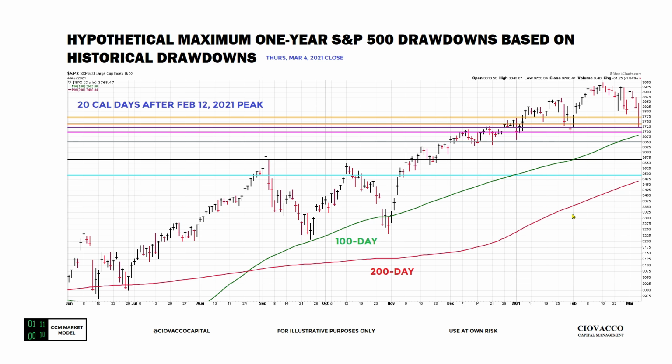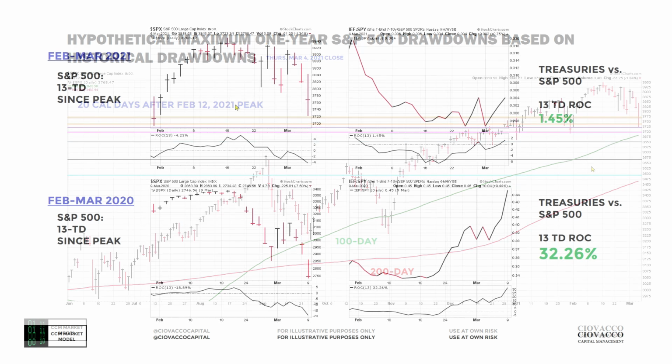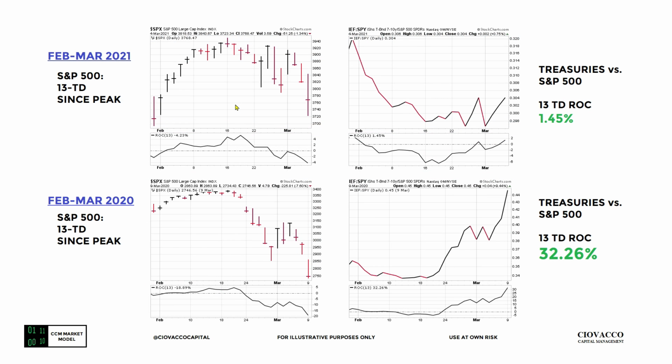That's not what we have in the present day as of Thursday evening. This is a much more orderly decline thus far. There's a lot of information on the screen here. We'll walk through it. It's all very easy to understand. Here, where my cursor is, upper left-hand corner, we are now 13 trading days removed from the peak. That's as of Thursday's close.